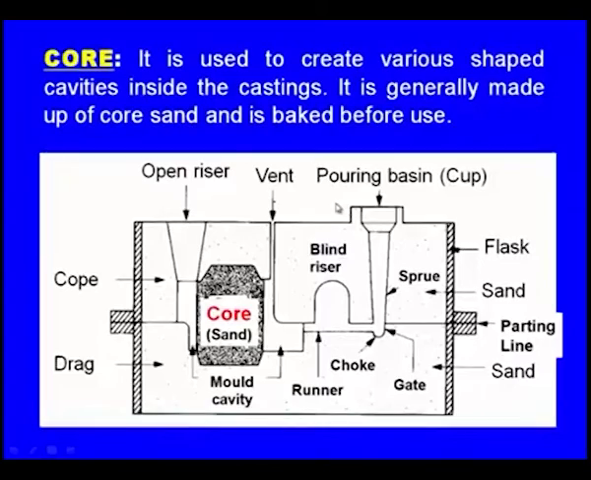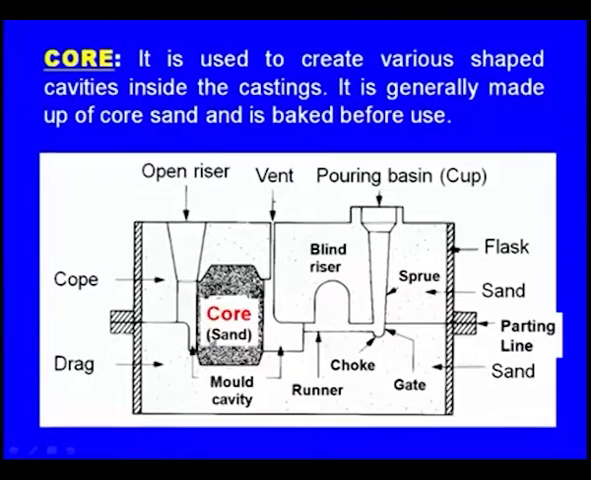Next let us see the core. What is this core? It is used to create various shaped cavities inside the castings. It is generally made up of core sand and is baked before use. And here we can see this is the section of the mold and this is the mold cavity.